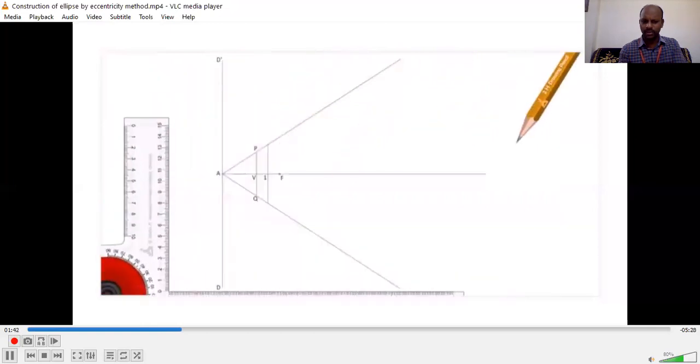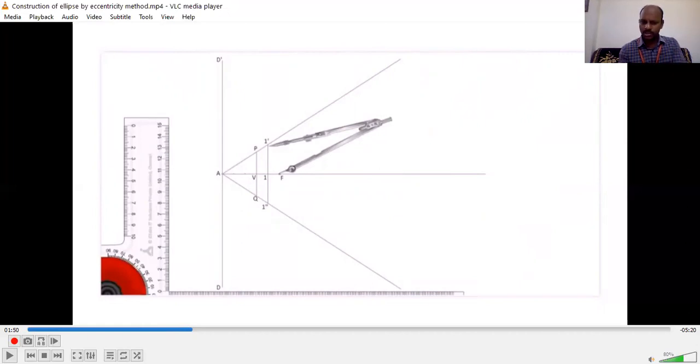One, I will draw a perpendicular through one. I will call it one dash and one double dash. Like that, I will choose n number of points. Later, so let me stop here.